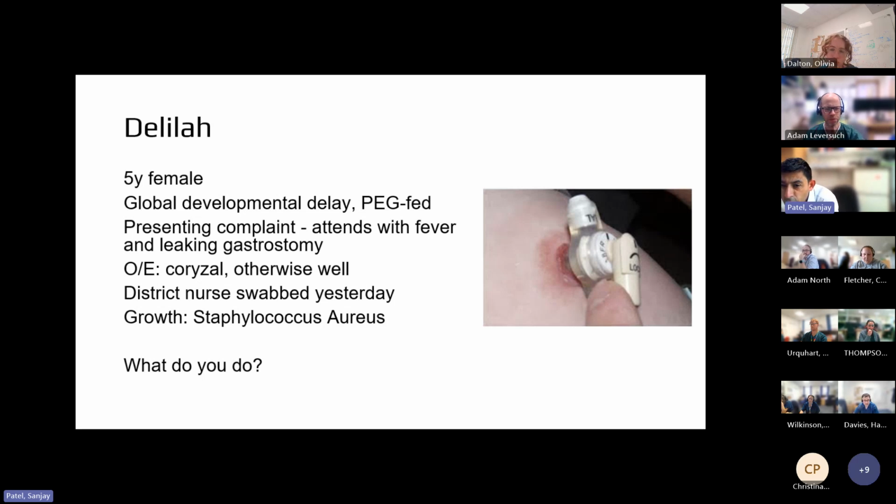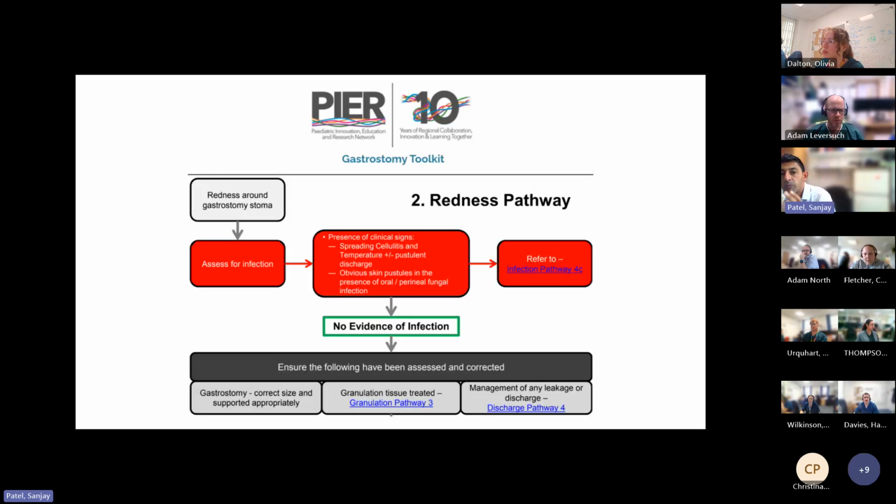That goes without saying. You've grown it on your plate. But whether this reflects colonization, so whether that's just your bioflora or whether that's infection, is the decision you need to make. And in my opinion, and in the opinion of our peer gastrostomy toolkit, which you could find on the peer guidelines, you wouldn't be treating this for infection because there is no evidence of spreading cellulitis.